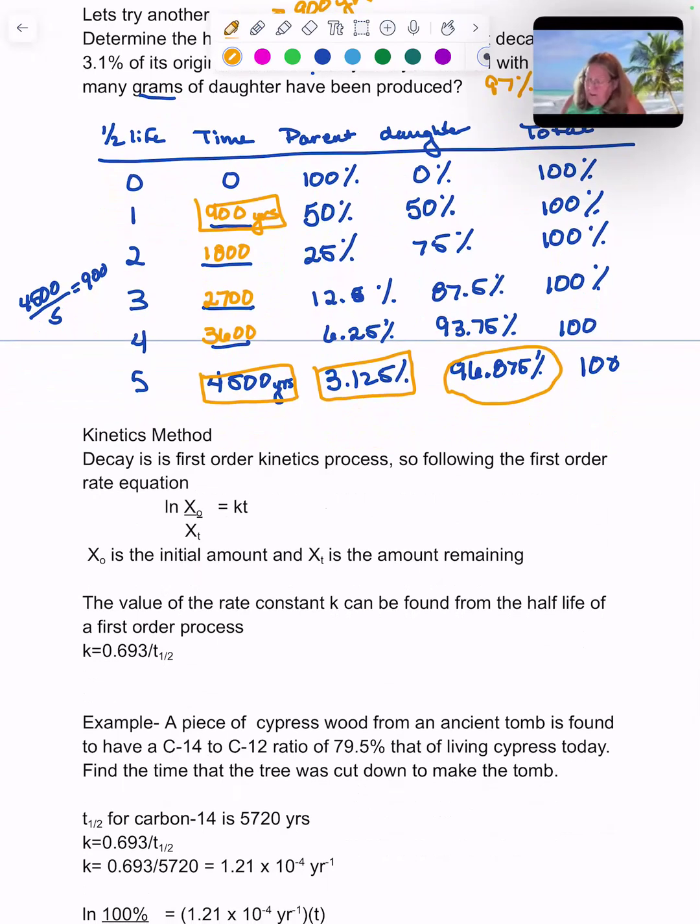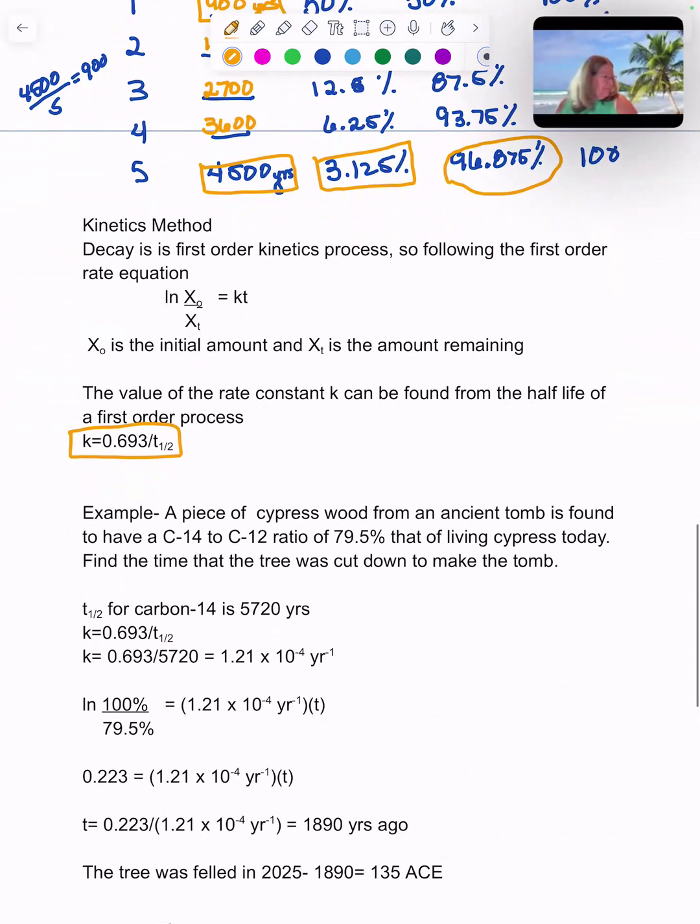And you can find that rate constant from the half-life of a first order process. K equals 0.693 over T1 half. T1 half is the half-life. So let's look through this example. We have a piece of cypress wood from an ancient tomb, and it has carbon-14 to carbon-12 ratio of 79.5%, that of living cypress today.